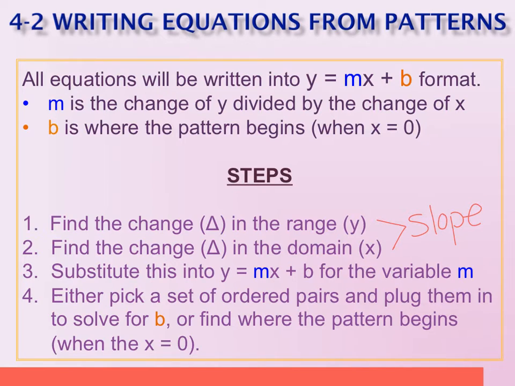The way we would do that is either pick a set of ordered pairs, plug them in, and then figure out what b is. Or in some patterns, you can work backwards. Since you know a y-intercept is when x is 0, depending on what kind of pattern you have, you can figure out in the table when x would be 0, and then that y value would automatically be your y-intercept. So once again, this is just review: find slope, figure out what the y-intercept would be, and write your equation, and you're done.